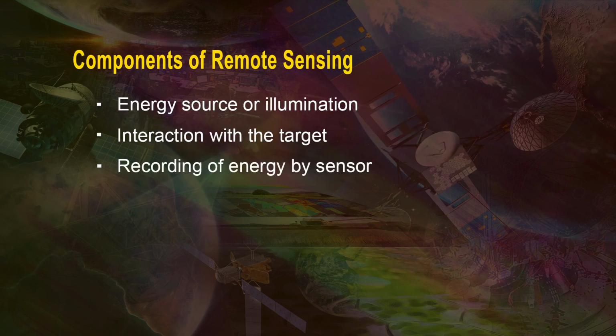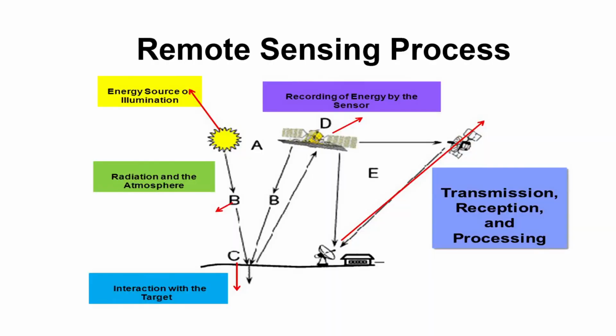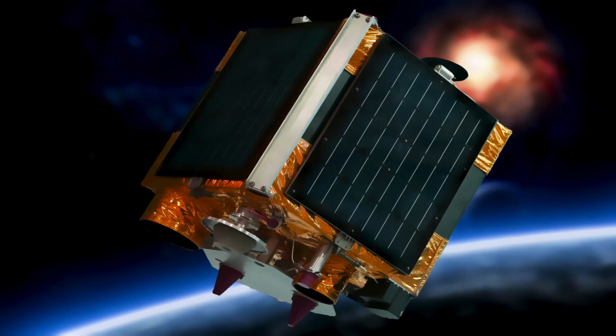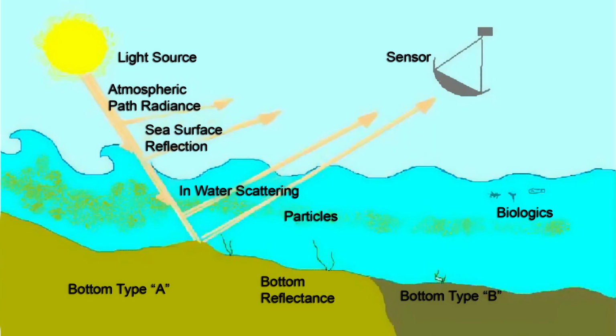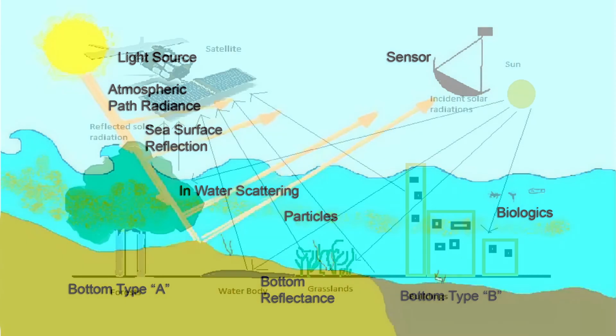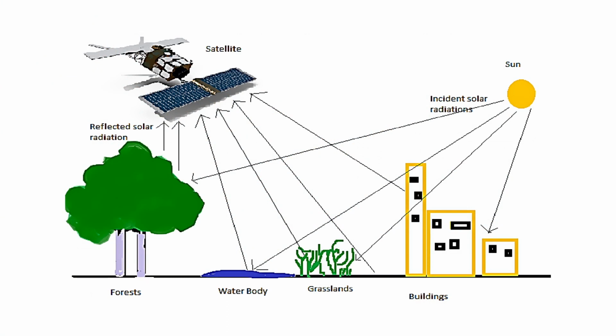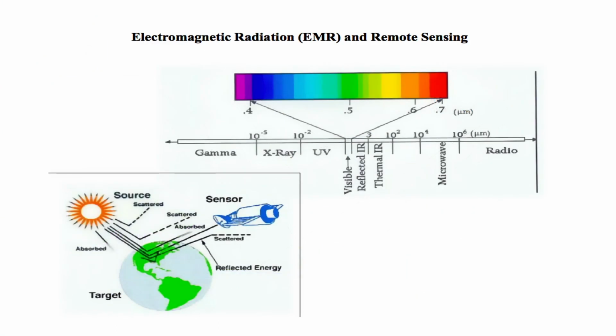Recording of energy by sensor. After the energy has been scattered by or emitted from the target, we require a sensor which is mounted on a satellite orbiting in space to collect and record the electromagnetic radiation. The sensors are popularly known by the electromagnetic radiation region they use. Remote sensing can broadly be classified as optical and microwave. In optical remote sensing, sensors detect solar radiation in the visible, near, middle and thermal infrared wavelength regions, reflected, scattered or emitted from the earth.